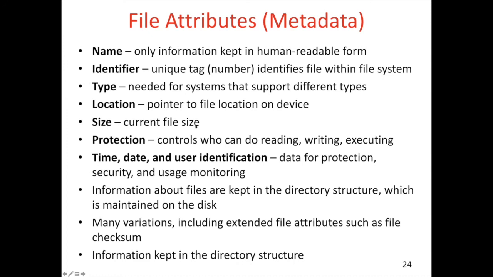Size, current file size. Protection, controls who can do reading, writing, execution. Time, date, and user identification. These are data for protection, security, and usage monitoring. Information about files are kept in the directory structure, which is maintained on the disk. There are many variations, including extended file attributes such as file checksum. These are the information kept in the directory structure.